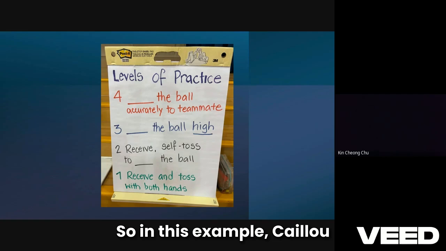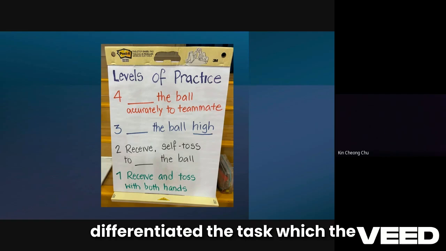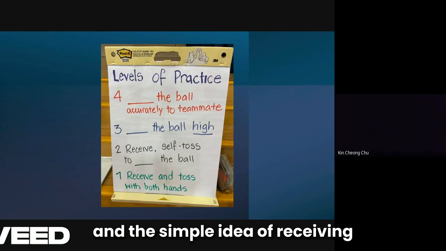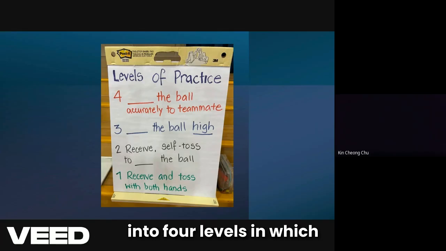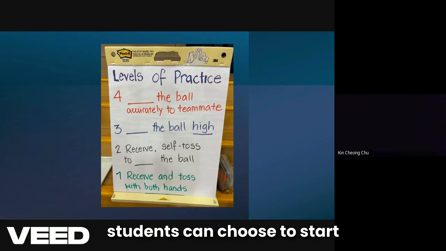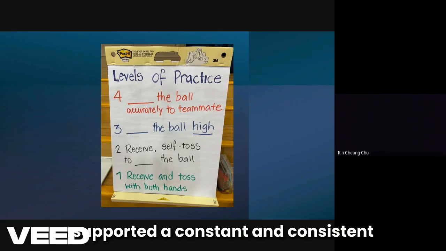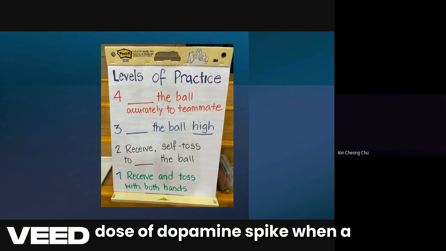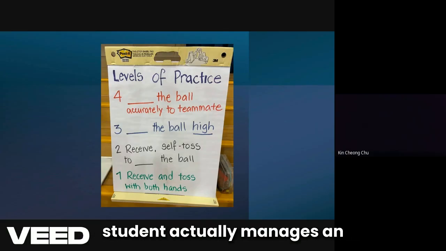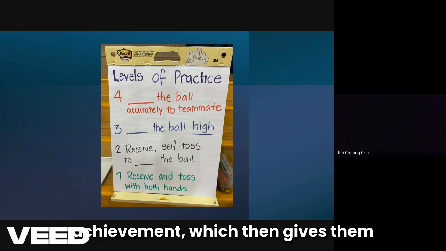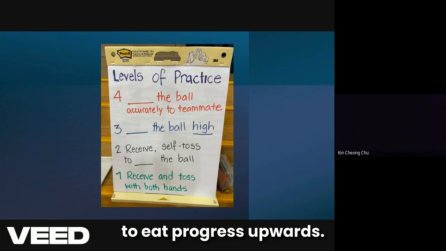So in this example, the teacher differentiated the task which the students needed to practice on, and the simple idea of receiving the volleyball was broken down into 4 levels in which students can choose to start their practice at a level which they are comfortable with. After that, master it before progressing upwards. The task differentiation that provided progressive mastery supported a constant and consistent dose of dopamine spike when a student actually manages an achievement, which then gives them the motivation to continue to want to progress upwards.